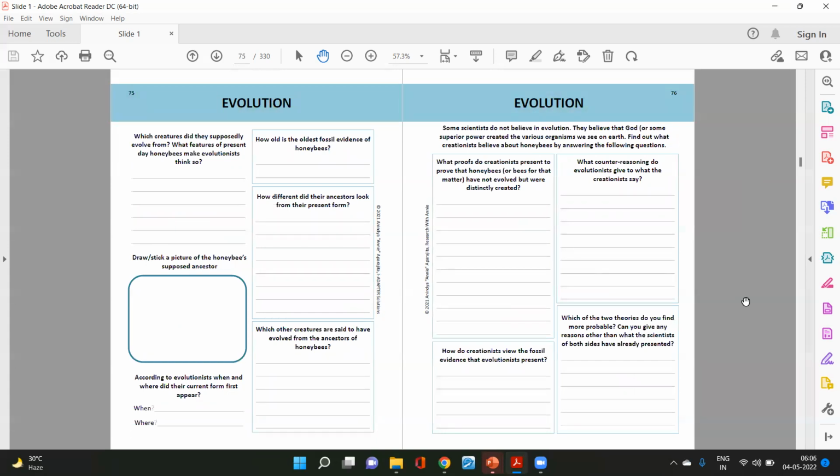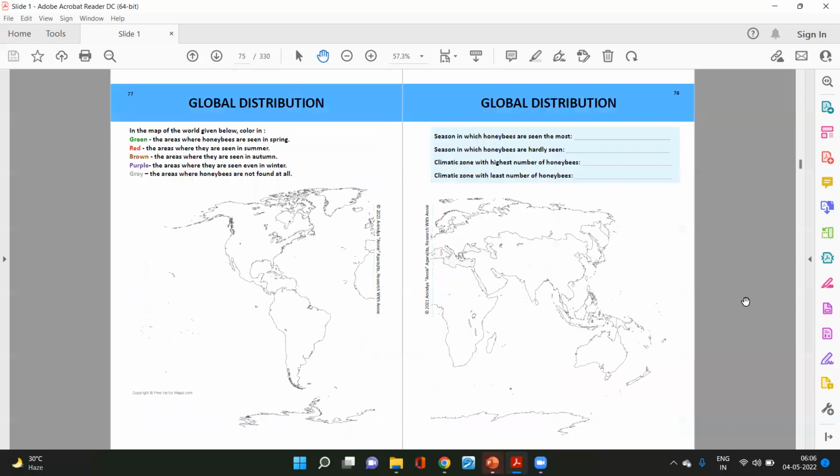I'm not an evolutionist per se, because I believe in the Bible, but it is important for every student to know it from both perspectives. So, to know about honeybees, or for that matter any life form, from the evolutionary perspective, and also from the creation perspective, because there are people who believe in creation.